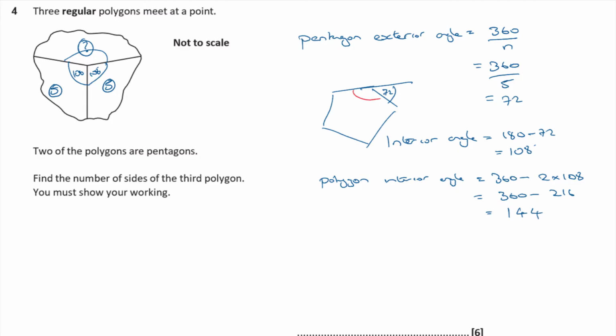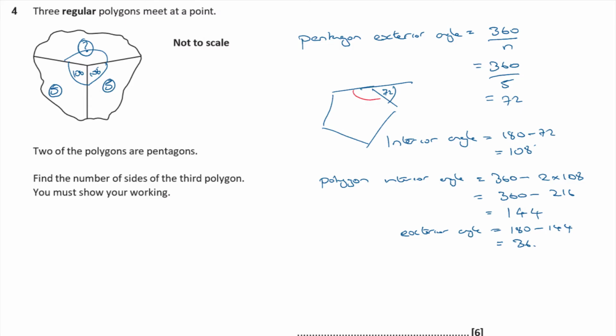144. Okay. Now again, I could then sub that into the really complicated interior angle formula to find the number of sides. But again, I'm just going to work out the exterior angle because it's easier. So the exterior angle then is going to be 180 minus 144 for the same reasons we said earlier. So that comes out to be 36.